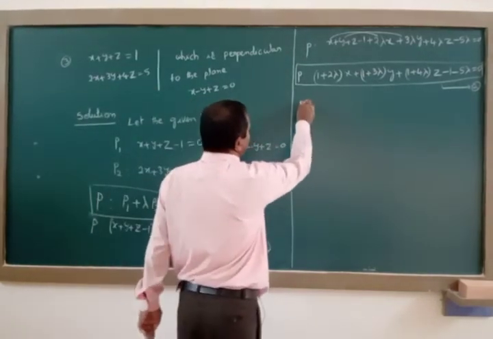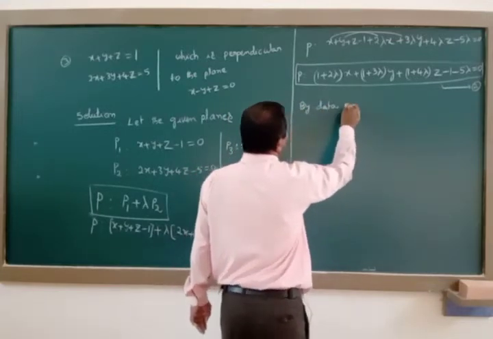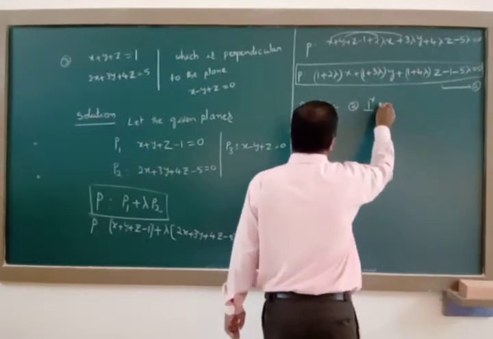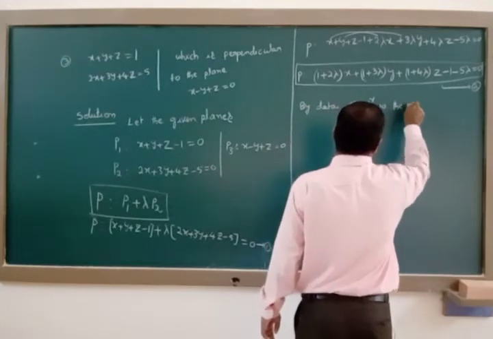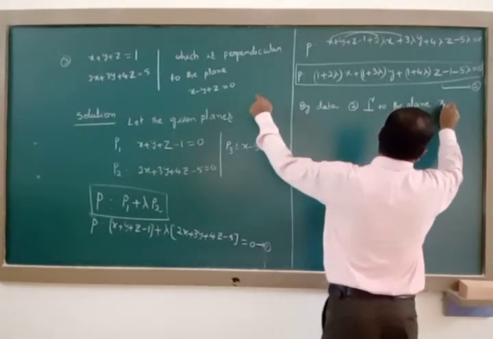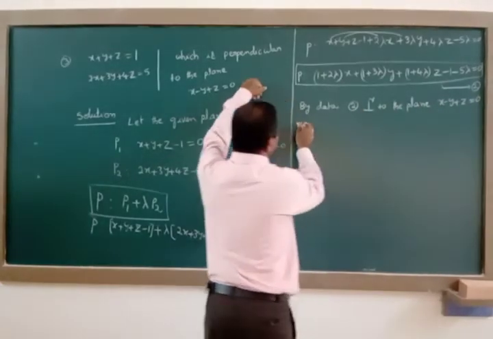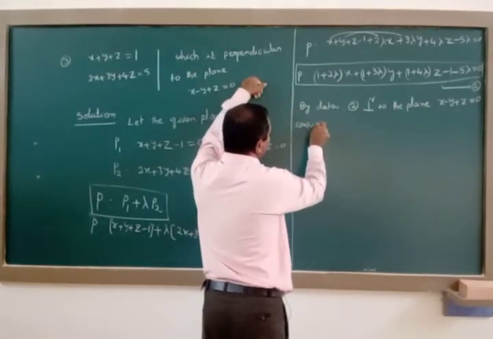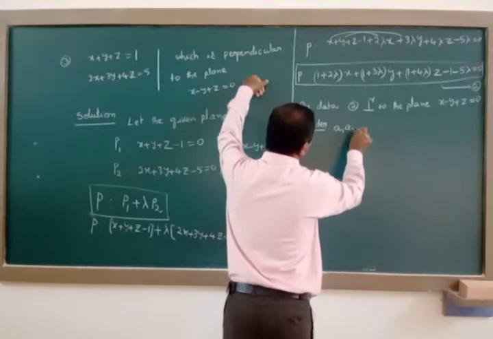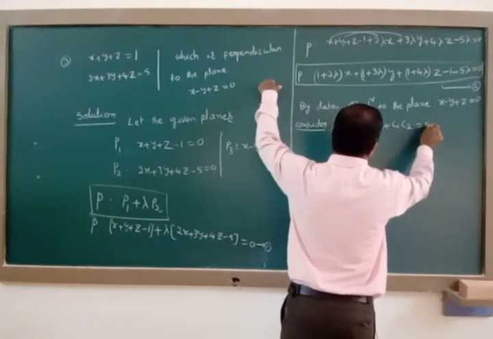In the question, the data mentioned is that equation 2 is perpendicular to the plane x minus y plus z is equal to 0. Consider this condition; here we have to apply a1 a2 plus b1 b2 plus c1 c2 is equal to 0.